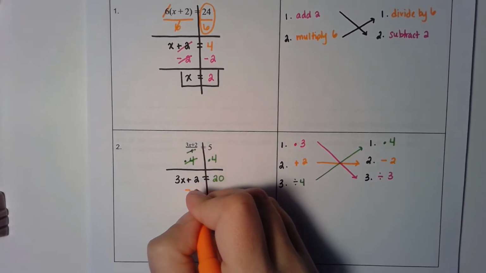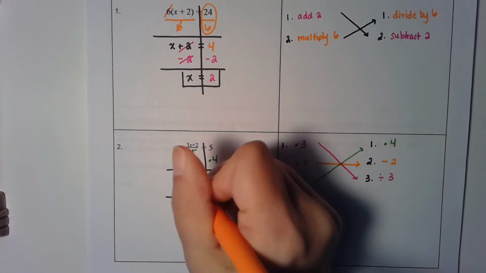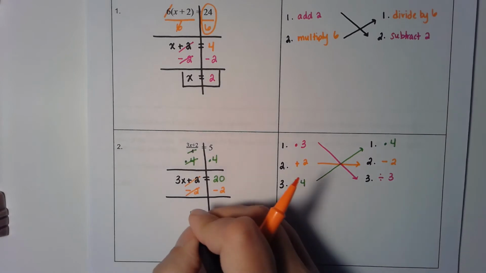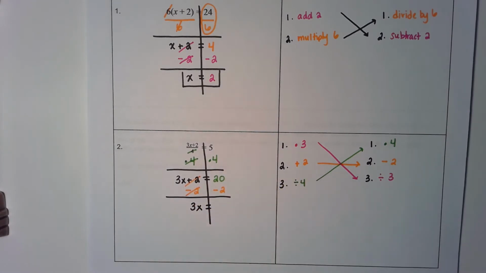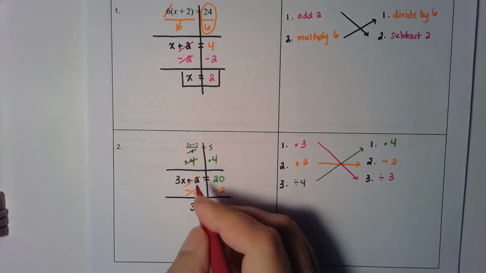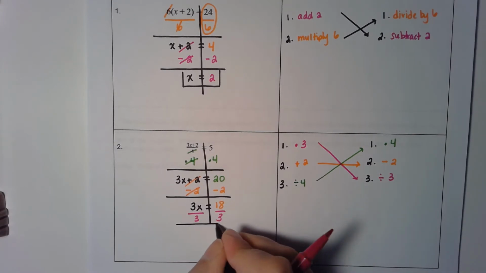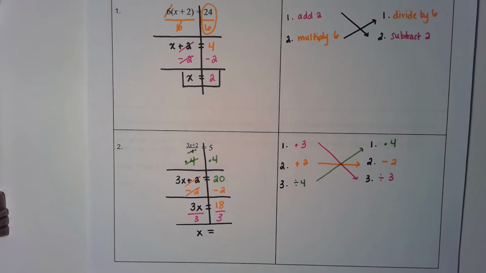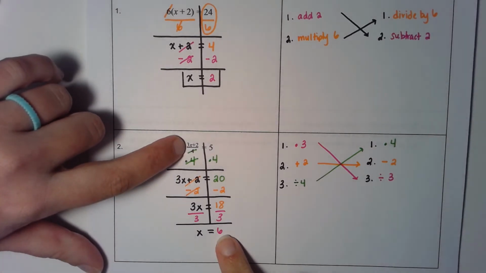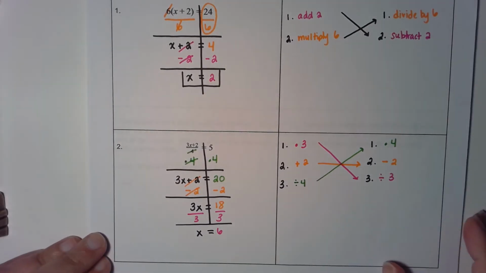Then I'm going to subtract 2 on both sides, which means on the left side, the 2's cancel. So all that's left on the left side is 3x. And 20 minus 2 would be 18. And last but not least, I'm going to divide by 3 on both sides, which means I get x equals 18 divided by 3 is 6. Now I can always check my answer here by plugging that back in. 3 times 6 is 18, plus 2 is 20, divided by 4 gives me 5, so I'm good to go.